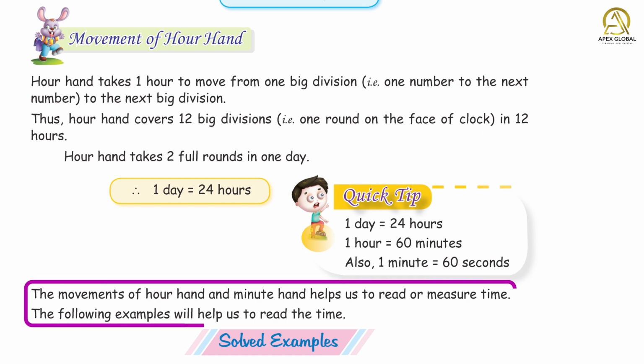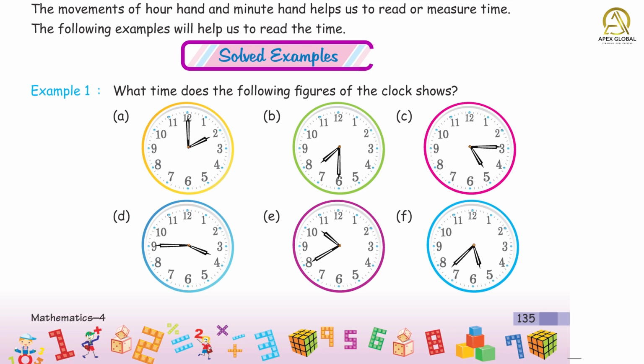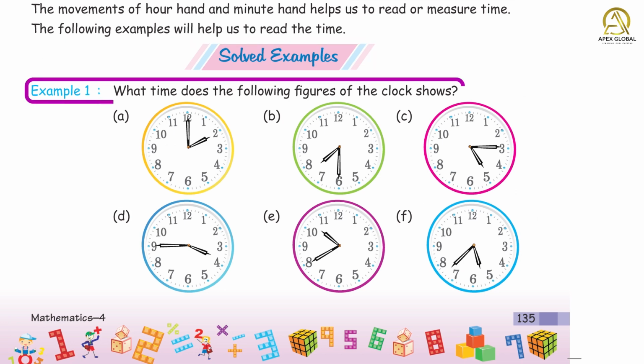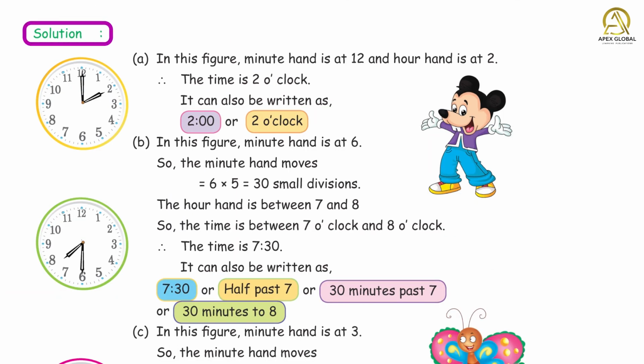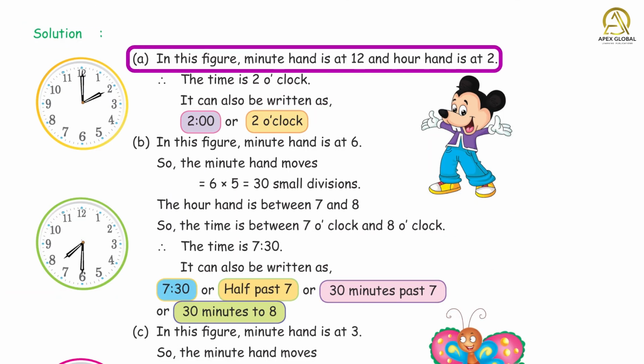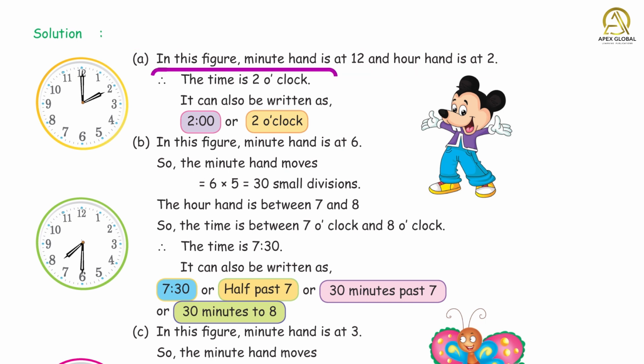The movement of the hour hand and minute hand helps us to read or measure time. The following examples will help us to read the time. Solved example. Example 1. What time does the following figure of the clock show? Solution. A. In this figure, the minute hand is at 12 and the hour hand is at 2. The time is 2 o'clock. It can also be written as 2:00.